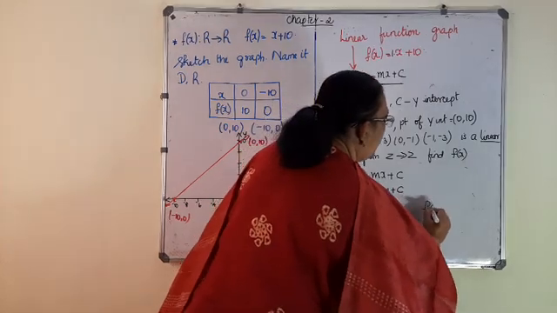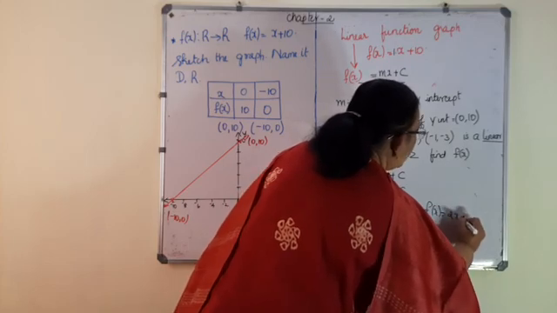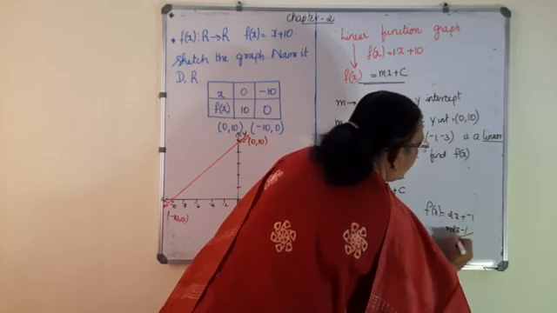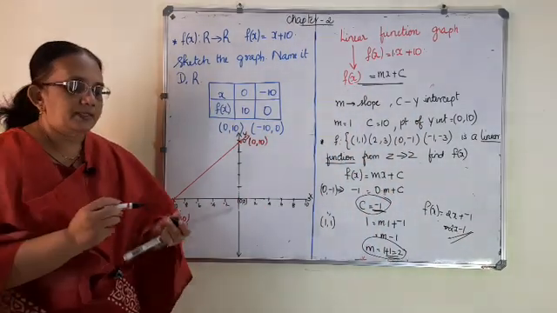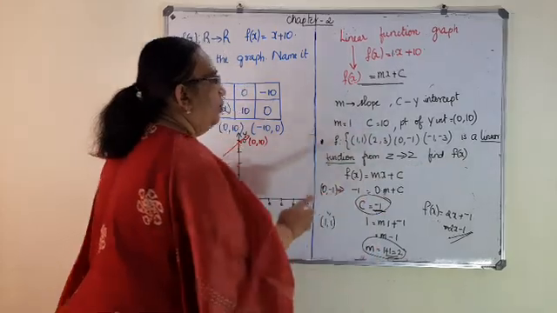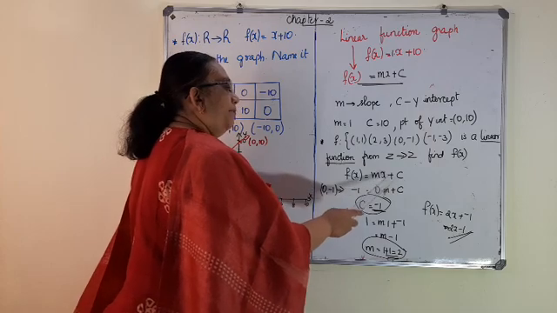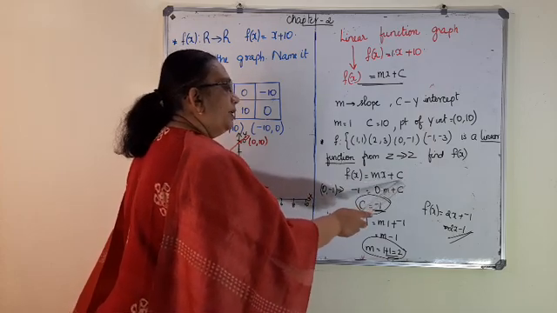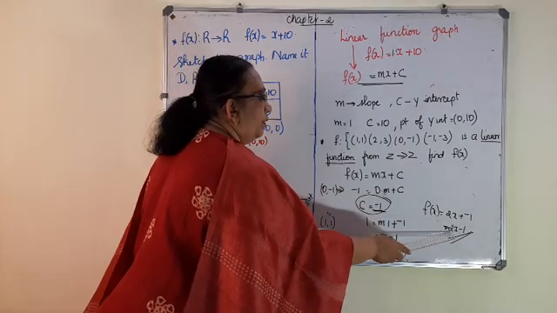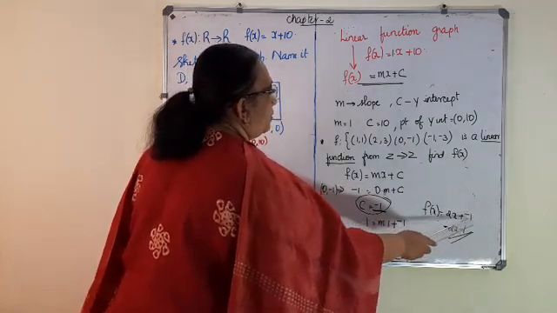So what is the linear function? f of x is equal to mx plus c, with c equal to minus 1, that is of the form 2x minus 1. If such a question comes, you should know what a linear function is. A linear function is a function of the form f of x is equal to mx plus c, where m is the slope and c is the y-intercept. Here the slope is equal to 2. The coefficient of x gives the slope. And the y-intercept is equal to minus 1.